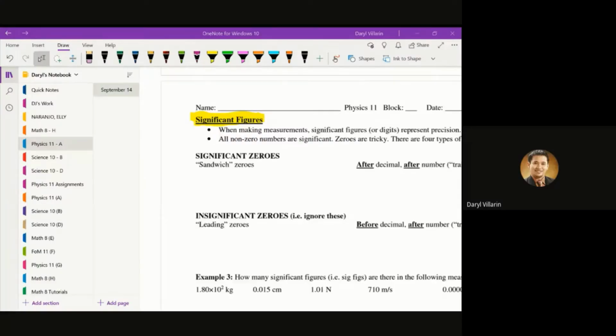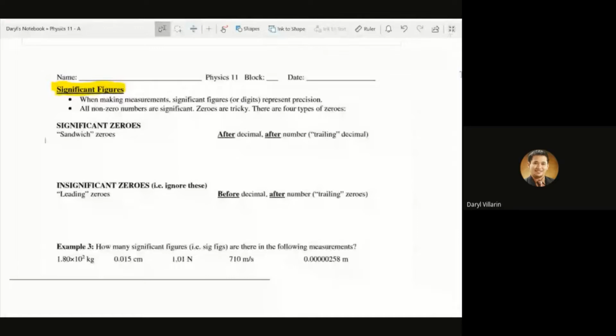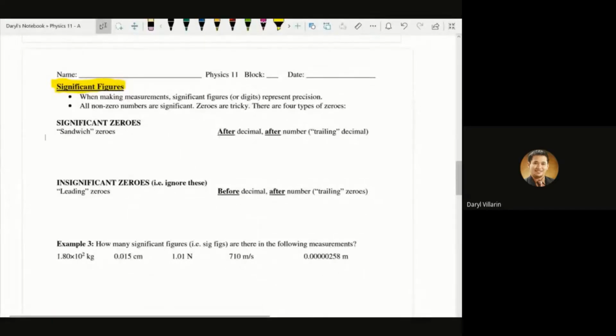Okay, so we go back to significant figures. Again, when making measurements, the number of significant figures in your measurement represents the precision. It's not accuracy, but the precision of your particular instrument.